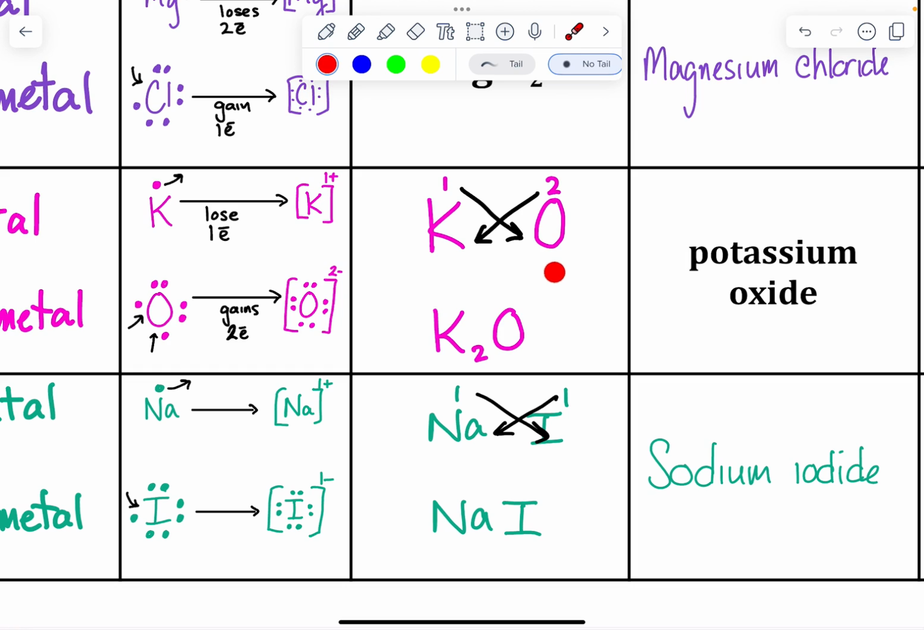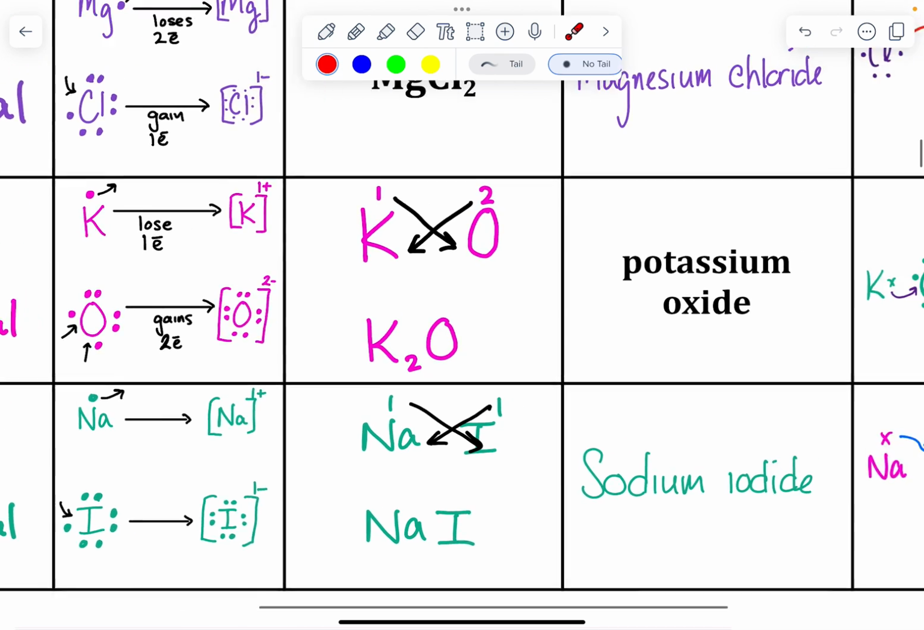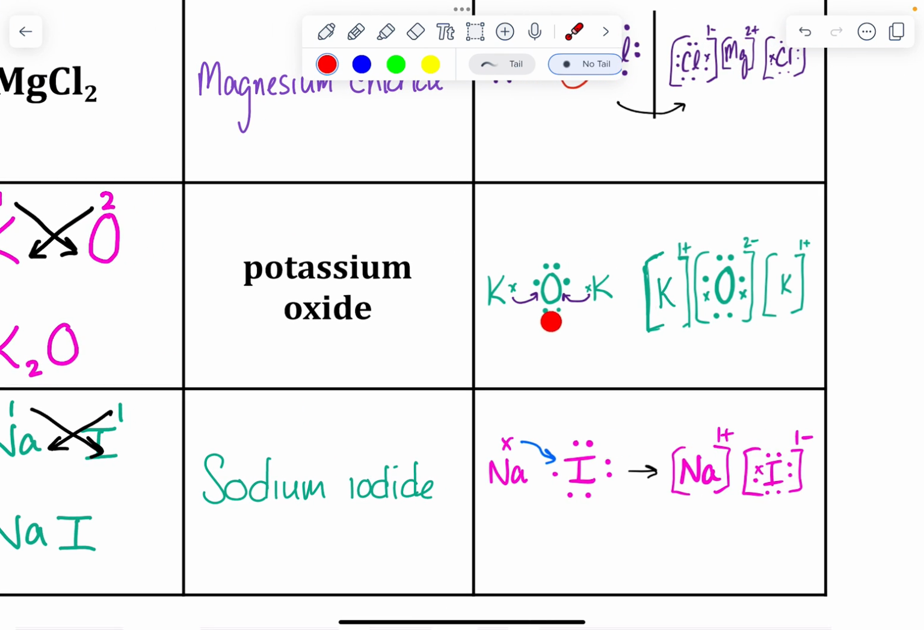I use the crisscross rule to determine the formula. So potassium had a charge of 1, oxygen had a charge of 2. I crisscross them over to have a formula of K2O. I know the name is potassium oxide, so the beginning of anything with oxygen, an ionic compound of oxygen, is oxide. And here's my diagram.